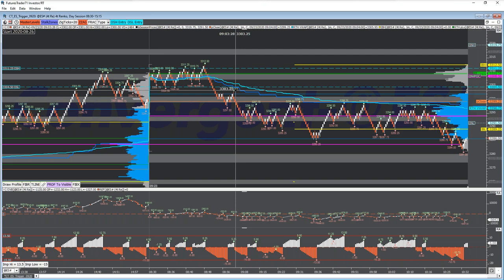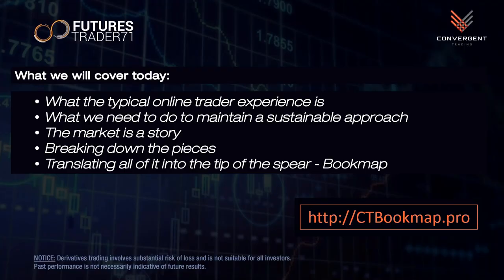And so the best chance for me is to just look for shorts. So that eliminates the anxiety of missing the bottom. That eliminates the possibility that I might be trying to catch the bottom and losing my ass doing that, which is a very common thing for new traders to do. So now we're moving into the area of what we need to maintain a sustainable approach.